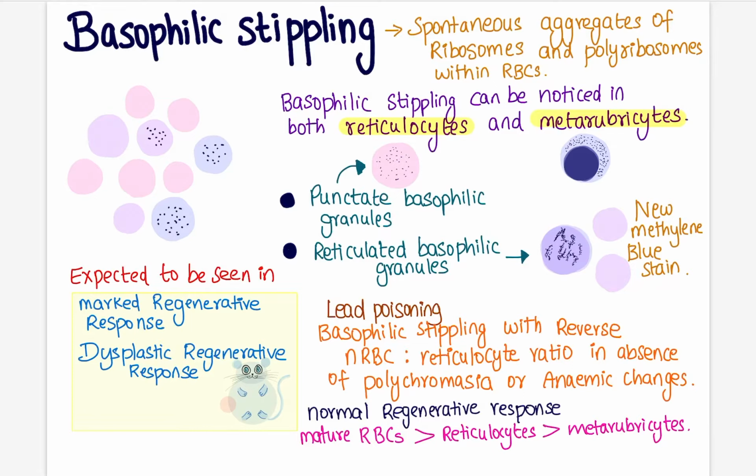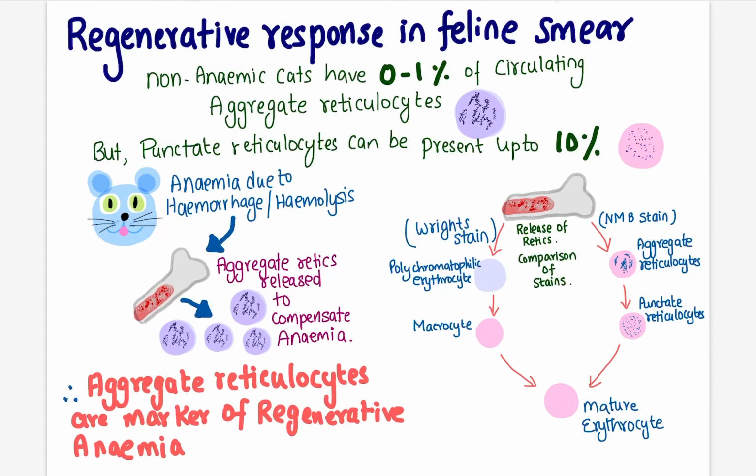But in a dysplastic regenerative response, you will see a reverse NRBC and reticulocyte ratio, where nucleated RBCs will be much higher than reticulocytes. That is commonly seen in lead poisoning. In lead poisoning, you will see reticulocytosis in the absence of polychromasia or anemic changes. Alright.